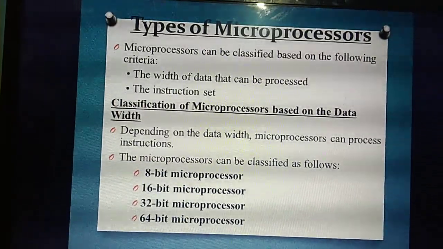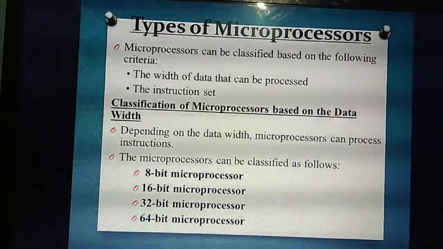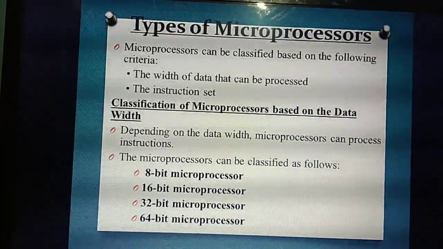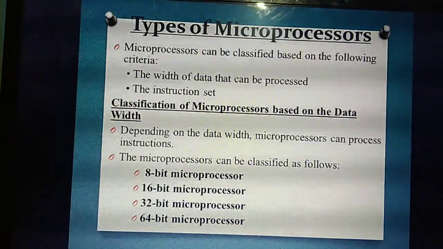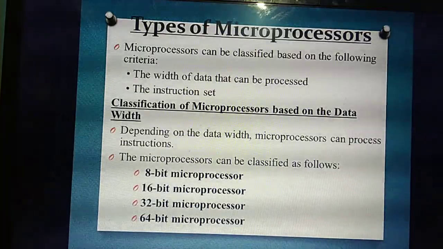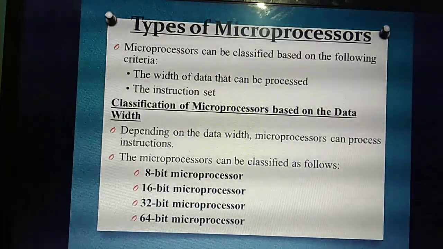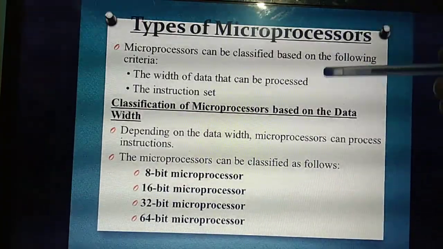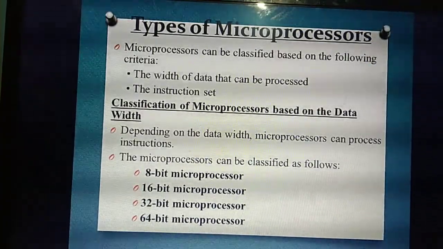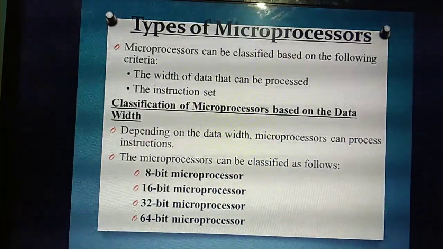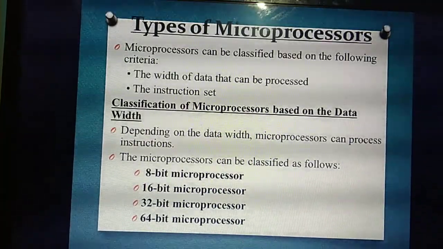For example, your phone memory is 16 GB. So what is the capacity, or the width of the data it can store? Only 16 GB. But can a 16 GB phone memory store 18 GB of data? No. Is it possible? No. So that is called width. So the microprocessor can be classified based on two criteria. What are they? Width of the data and instruction set.